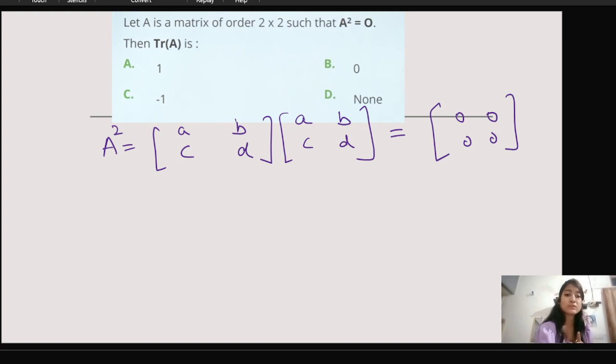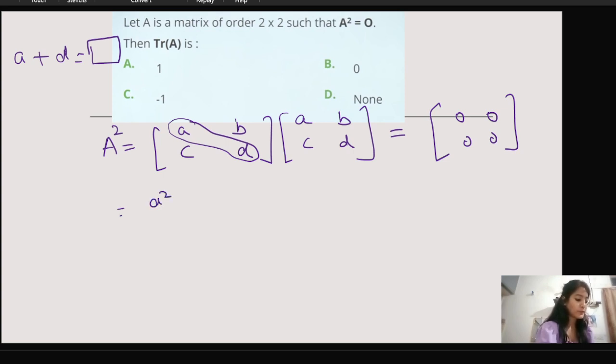Do we remember what the trace of A is? Trace of A means we have to find A plus D. That is the trace of A. We have to find the sum of the diagonal. So from here we have to find the sum of the diagonal, that means A plus D. And it is given that A square is equal to the null matrix.